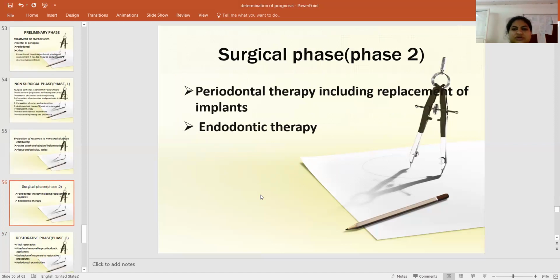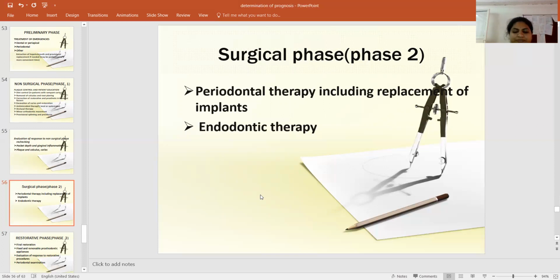So phase 2 is your surgical phase. Periodontal therapy includes replacement of implants, endodontic therapy. The surgical phase can be done if you reassess the gingival and periodontal status. If the periodontal status is not maintained in the non-surgical phase, you are going to perform periodontal therapy, like pocket reduction therapy, flap surgery, regenerative surgery, implant placement, and for hemisection and root resection, everything you are going to perform in the surgical phase.